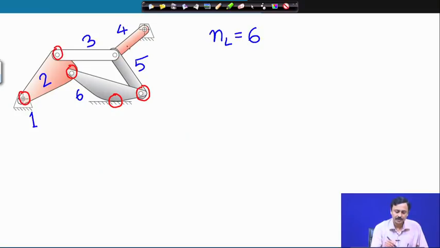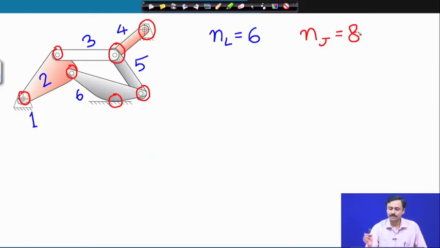Now, here you see there are 3 rigid bodies connected at a hinge. As we have discussed, this is a special case of 2 hinges because there are 3 links connected at this. So, there are 2 kinematic pairs here. So, 5, 6, 7, 8. So, number of joints is 8.